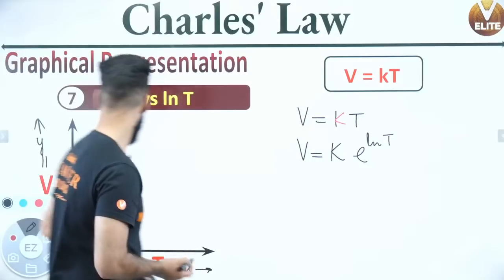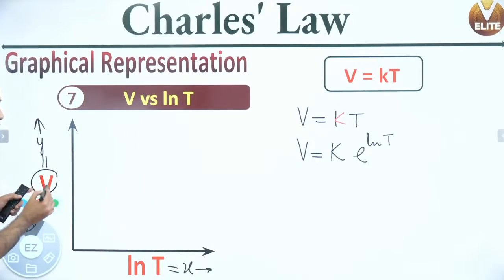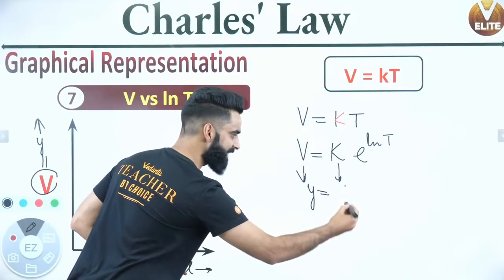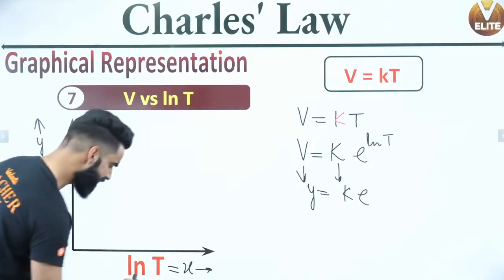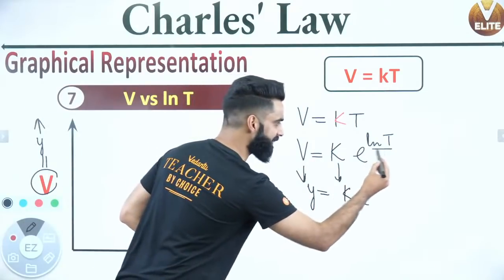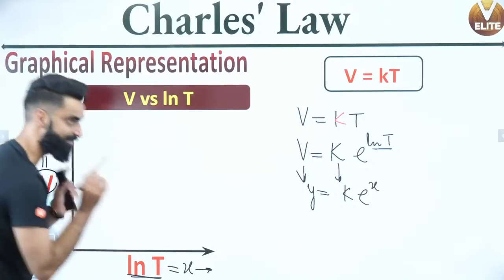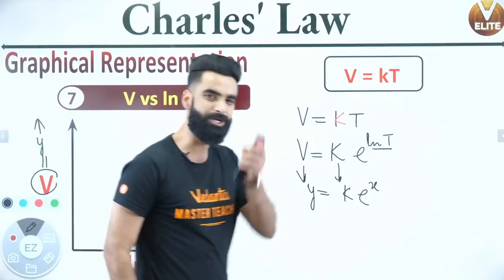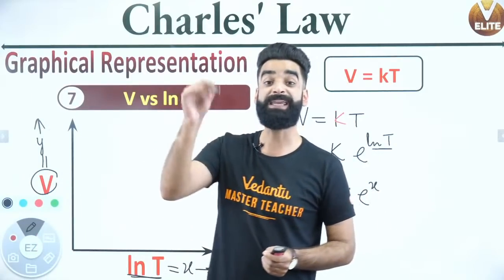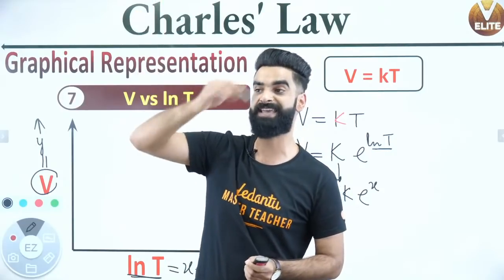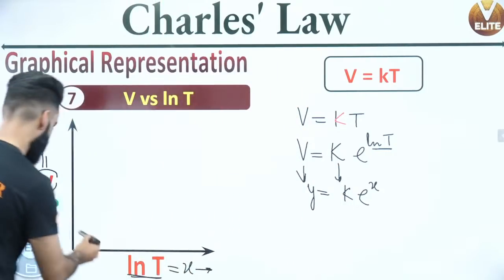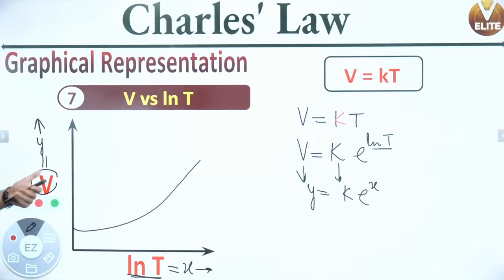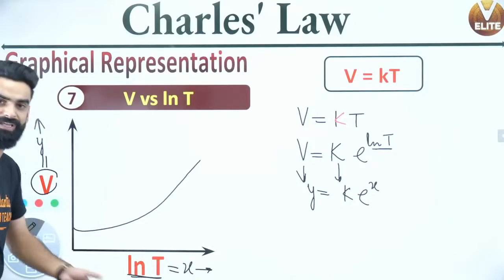Now have a look. Along y-axis, I'm plotting volume. So can I say instead of V, I'm writing y is equal to K e to the power, and instead of ln t, I can write x. Y is equal to K e to the power x. You would have studied in your class 11th physics the y is equal to e to the power x curve. That's exponential increase. So the curve is going to be like this. Exponentially it will increase. So this is one more new curve between volume and ln t.